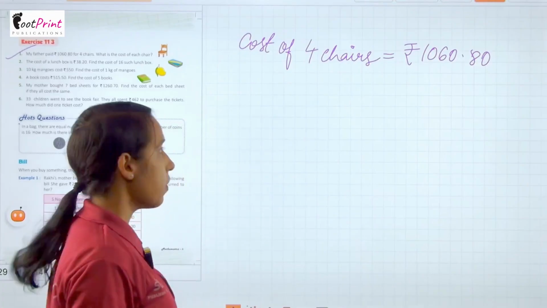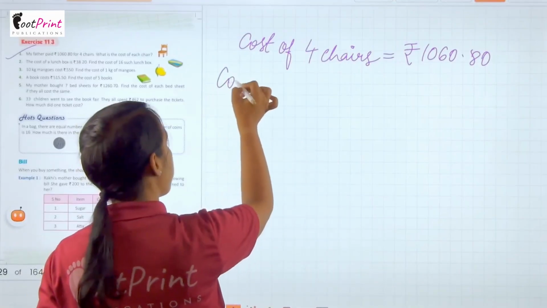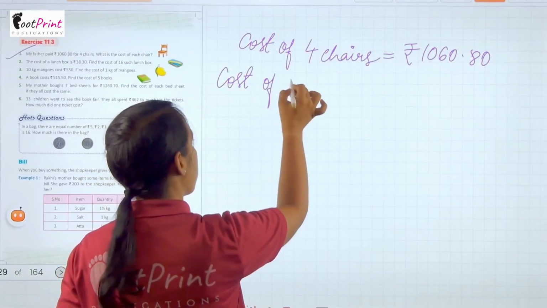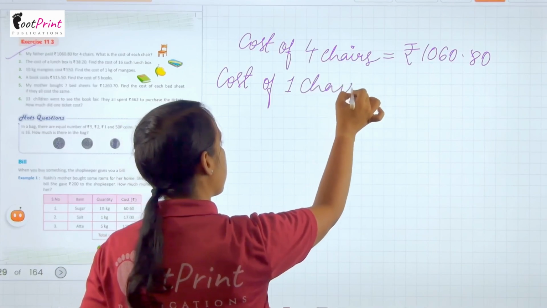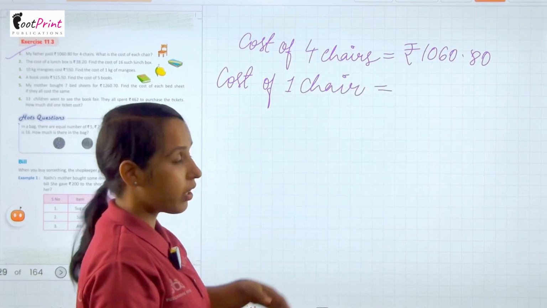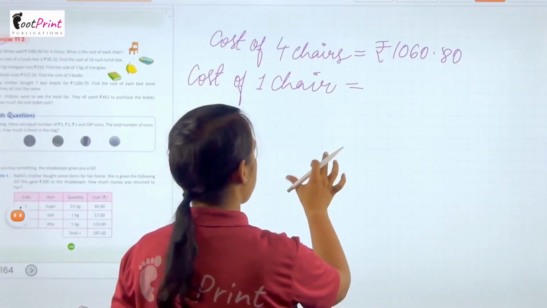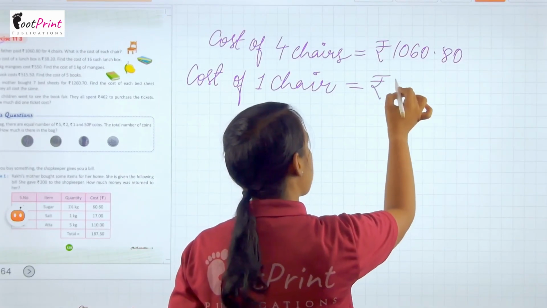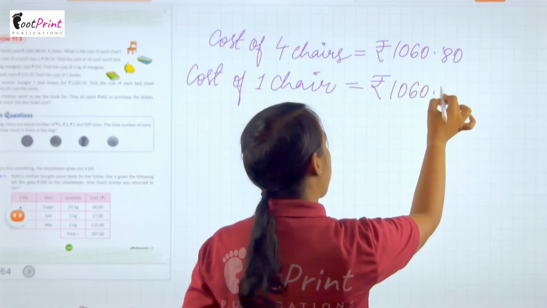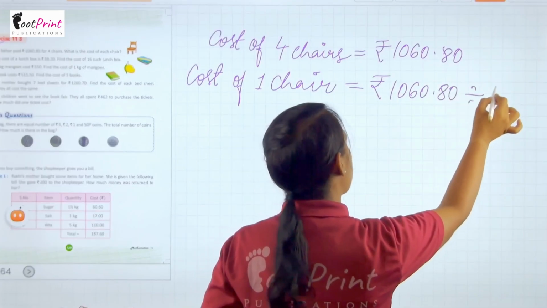1060.80. Okay. And we have to find out the cost of one chair. The cost of one chair will be, and how do we find it? We know that we will divide the cost by 4, so we get the cost of one chair. So 1060.80 divided by 4.